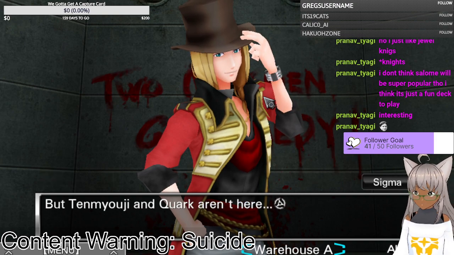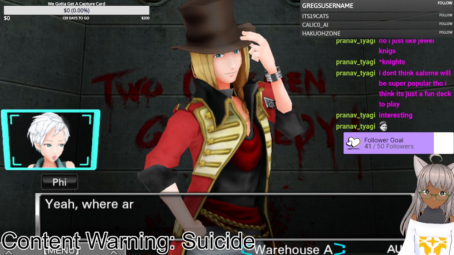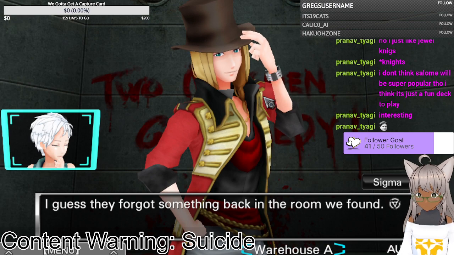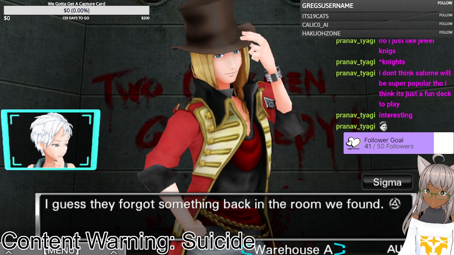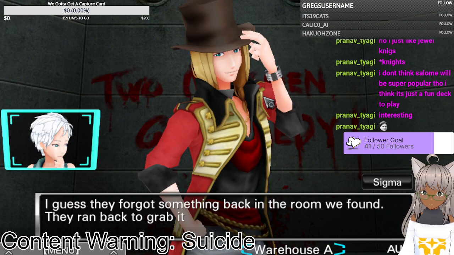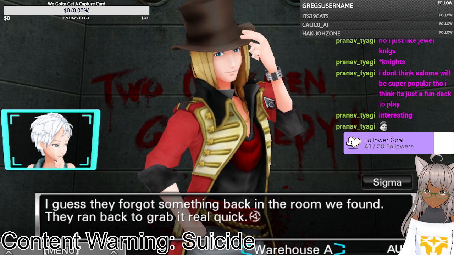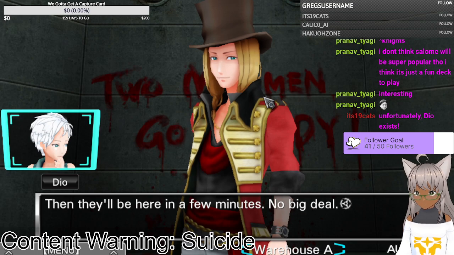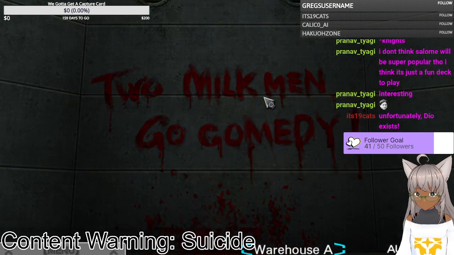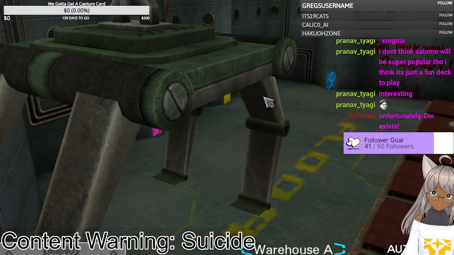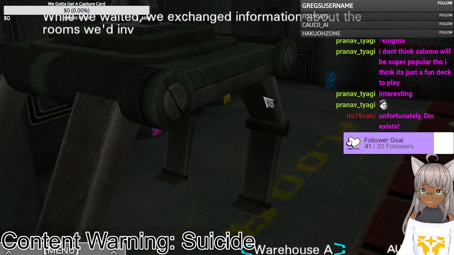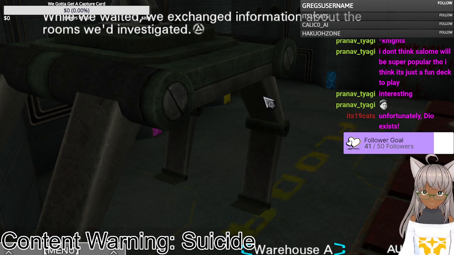But Tenmyoji and Quark aren't here. Yeah, where are they? I guess they forgot something back in the room we found. They ran back to grab it real quick. And they'll be here in a few minutes. No big deal. While we waited, we exchanged information about the rooms we'd investigated.